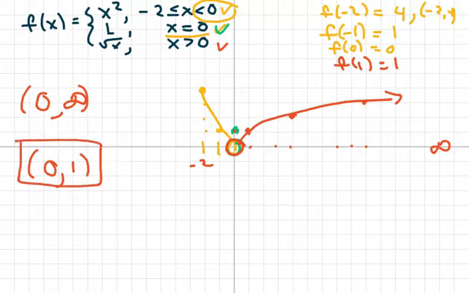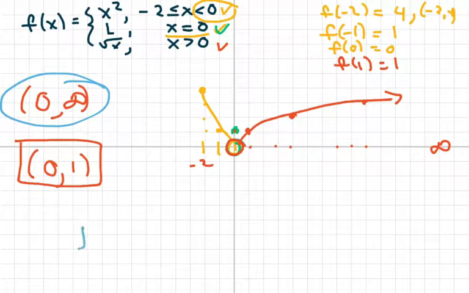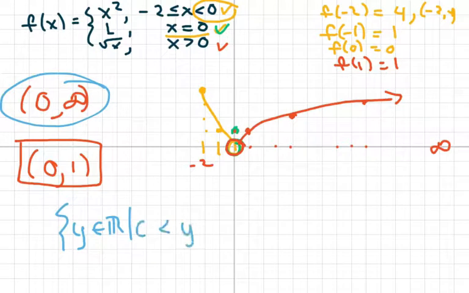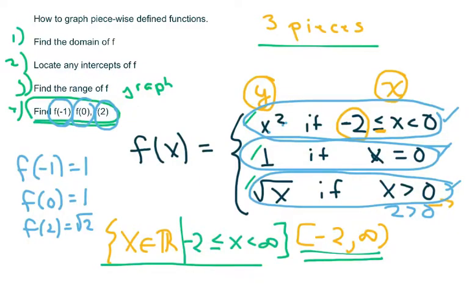Okay? Also for the range, if you want to write it, you could write it this way. Y, it's all real numbers such that y is in between 0 and infinity, but it doesn't equal 0. Okay? Now we're going to go a little faster on the other ones. We're going to still use our same things here on all of these.